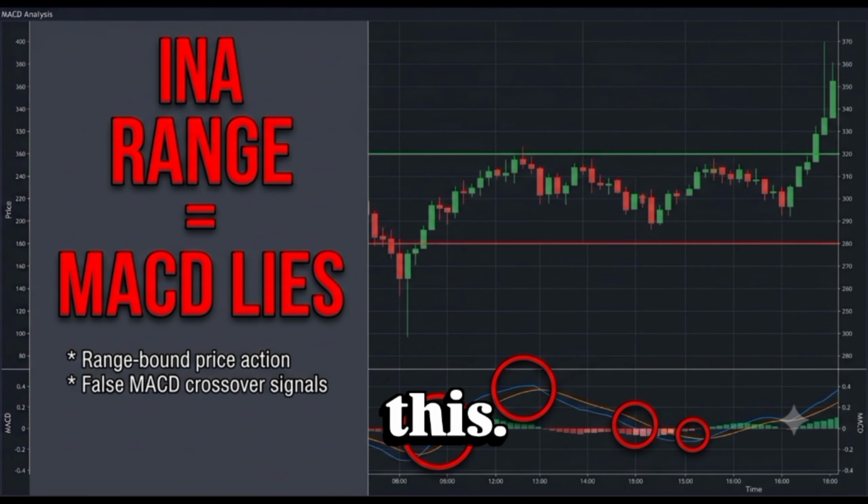The pros know this. MACD is a trend-following tool. It works best when there's an actual trend to follow. Using it in a range is like using a hammer to cut paper. Wrong tool for the job.